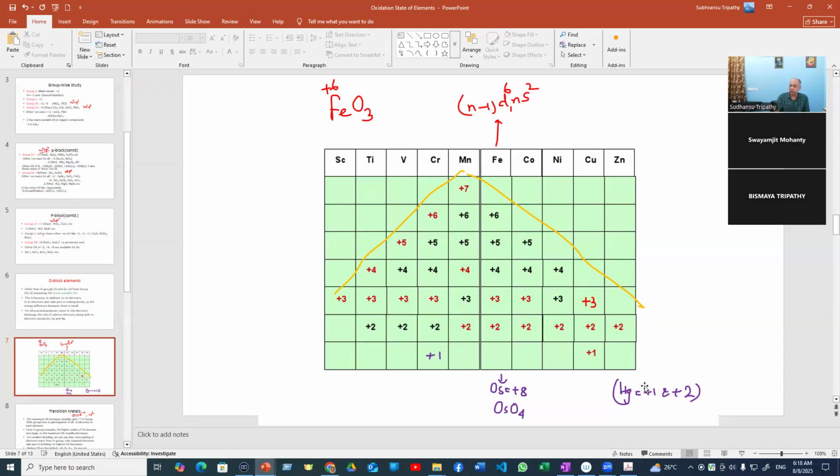So zinc has +2, cadmium has +2, only mercury has +1 and +2, but that is involving 6s1 and 6s2. But there is one exception: the maximum oxidation state in the entire d block is in the iron group, not iron. Iron can go up to +6, but the two others, ruthenium and osmium, they can go up to +8. Particularly osmium tetroxide, where the +8 state for osmium is highly stable.